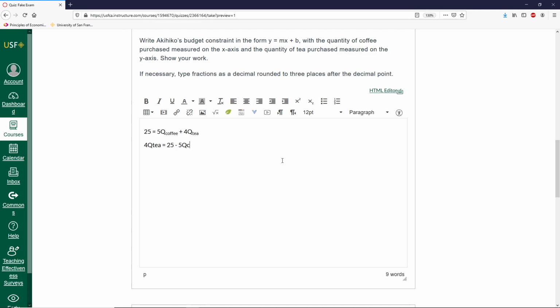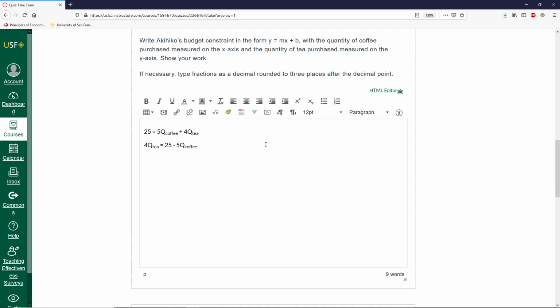Okay, so 4QT will then be equal to 25 minus 5Q coffee, right? Since I subtracted 5Q coffee from both sides of the equal sign. And again, just to make it neat, I will put those in subscripts, make it easier to read. I will be grading on how easy it is to follow what you're reading, right? I don't want to have to spend a lot of time trying to decipher what's going on, so please make sure it's legible, what you're doing makes sense and is logical, follows like a clear path.